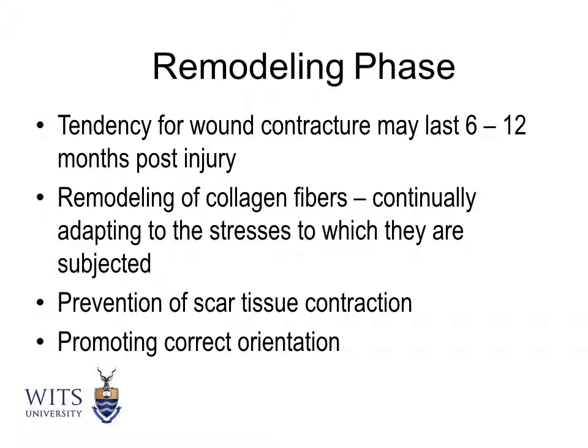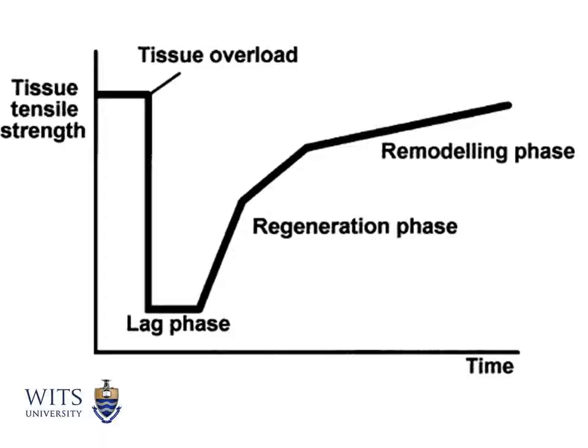The remodeling of collagen fibers takes place, continually adapting to the stresses to which they are subjected. A very important principle that we have to remember when we're using SSTMs. So prevention of scar tissue contraction is needed in this phase, and promoting of the correct orientation. And this is part of the principles that SSTM is based on. So here you can see the tissues nice and normal. There's tissue overload, and you get your injury. Going through your lag or inflammatory phase, go to regeneration and your remodeling phase.